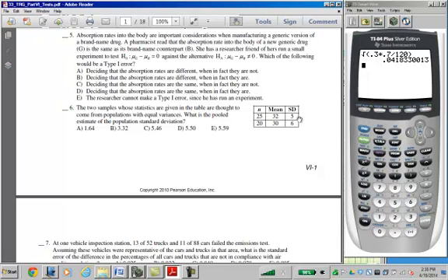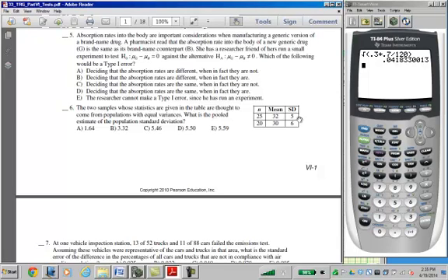The researcher cannot make a type 1 error since he has run an experiment. No, you can. If you have a hypothesis, you can make a type 1 error. So the correct answer, I believe, was A: deciding the absorption rates are different when in fact they're not. A type 1 error is reject the null when the null is true.